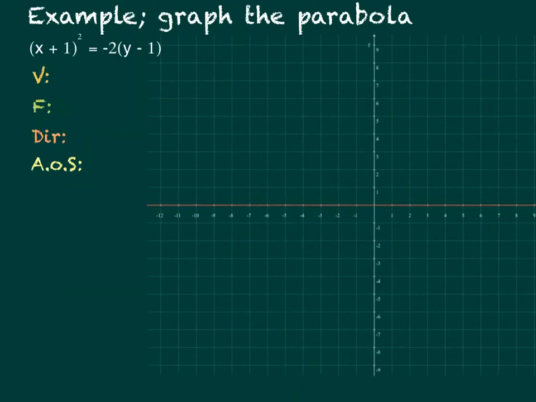In this next one, we are given x plus 1 quantity squared equals negative 2 times y minus 1. So the first thing we can easily do is identify our vertex. So that would be my h, k, which is negative 1, positive 1. Okay, since my x is squared, I know it's a vertical parabola, up and down. So I'm going to go ahead and mark the point negative 1, 1. And that is my vertex. And I know it's going to be some form of up and down equation.